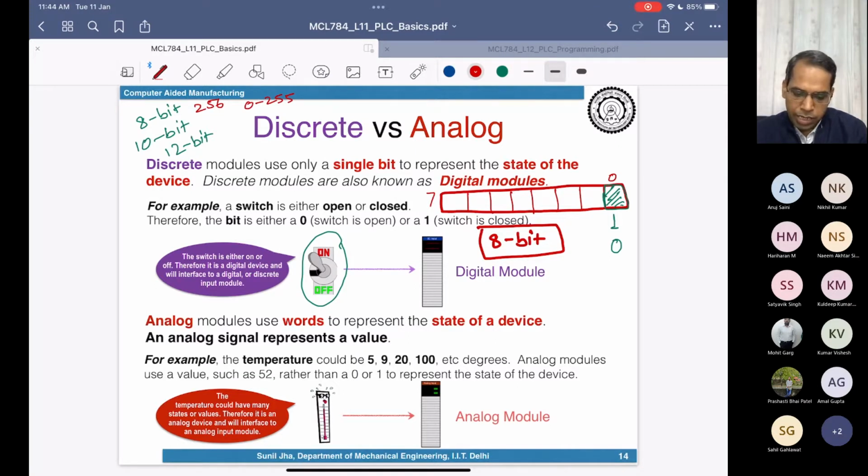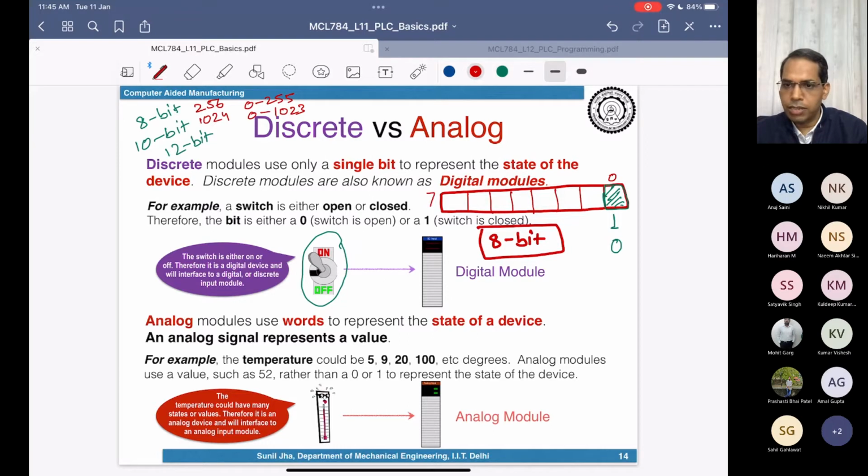When I have a 10-bit, then it's 2 raised to power 10, that is 1024, so the range is 0 to 1023. Same is with the 12-bit. 11-bit will be 2 into this, that is 2048, and then 12-bit will be 4096, so 0 to 4095. So you will be discretizing the whole range of the voltage into discrete values. This is how the binary value will be converted by the ADC, and then the controller will read that value.